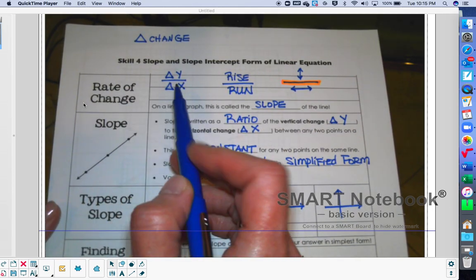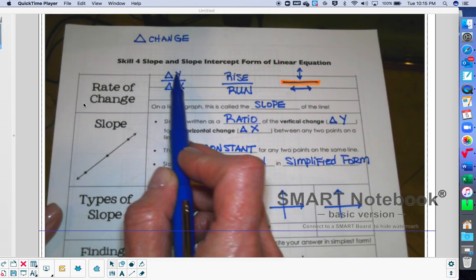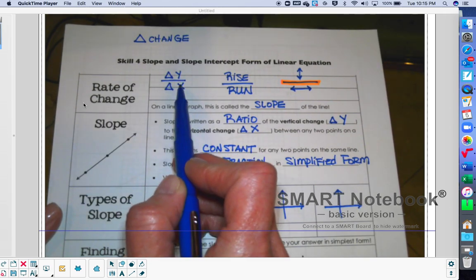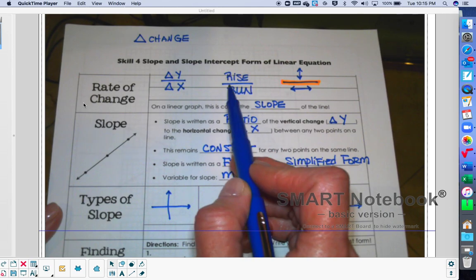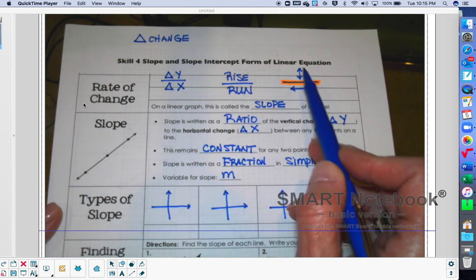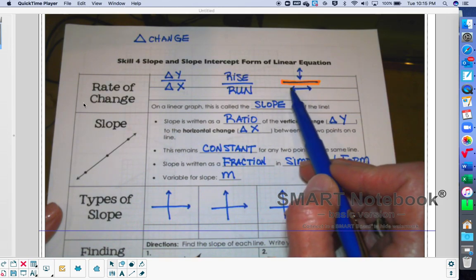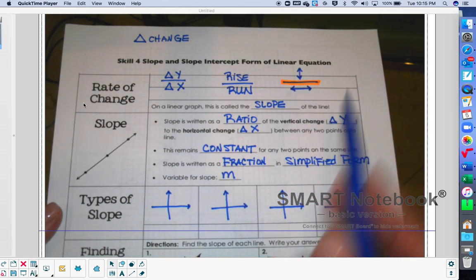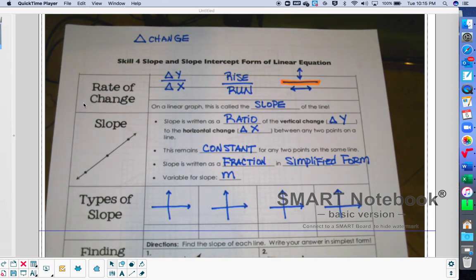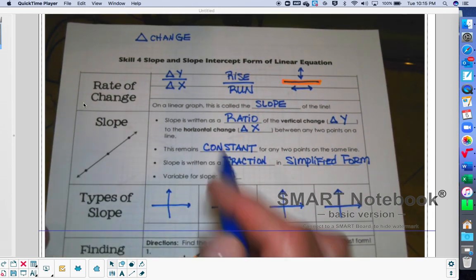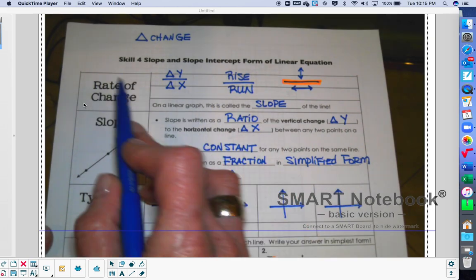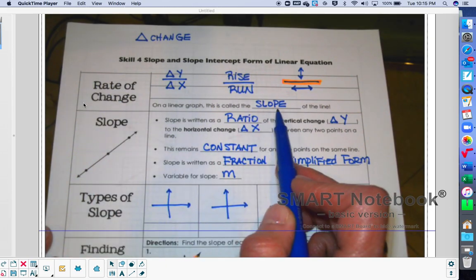And a way to think about slope is the change in y over the change in x. You may have heard rise over run. And then I'll give you a little visual here. It's the vertical change over the horizontal change whenever you're looking at the change between points that are plotted on a line in the xy plane. On a linear graph, this rate of change is called the slope of the line.